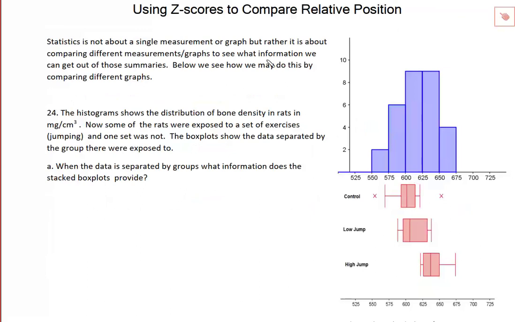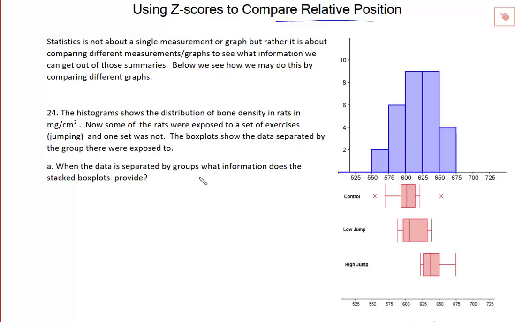Right, one last thing: using z-score to compare relative position. The histograms show the distribution of bone density in rats. Some of the rats were exposed to a set of exercises, jumping, and one set was not. The box plots show the data separated by the group they were exposed to. Again, there was a low jump, a high jump, and a control, no jump rat. And then what's being measured is the bone density.